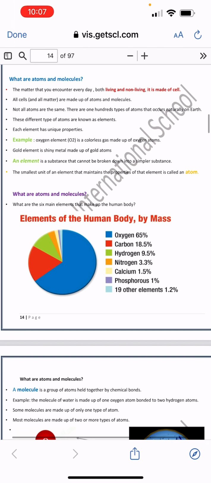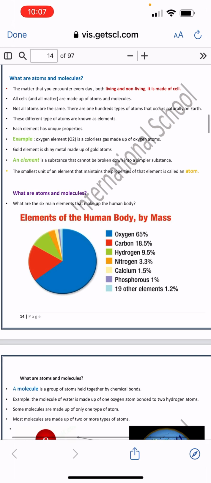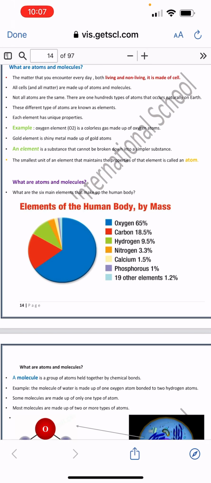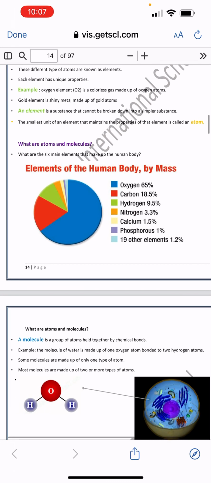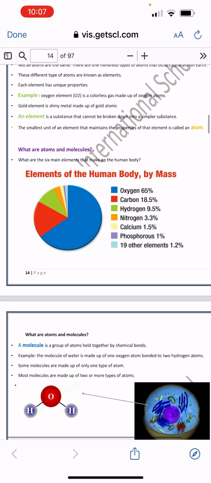But first you have to know that everything around us is made up of cells, and the cells are made up of atoms and molecules. But not all atoms are the same. We have different types of atoms around us on the earth. Let's take an example of the elements around us, like oxygen, carbon, hydrogen, nitrogen, and calcium as well.